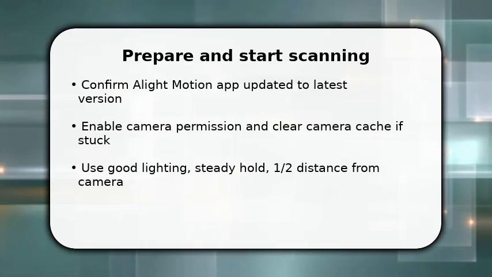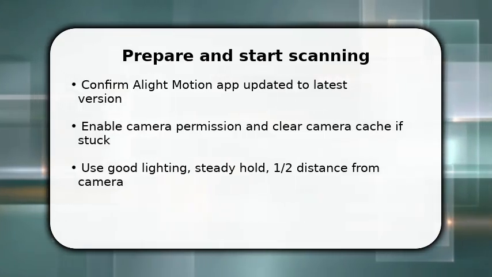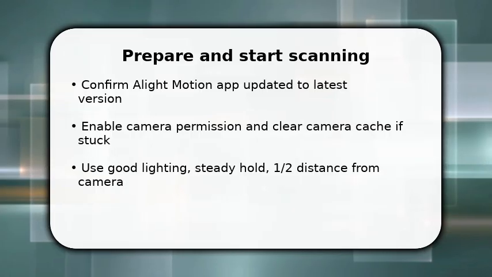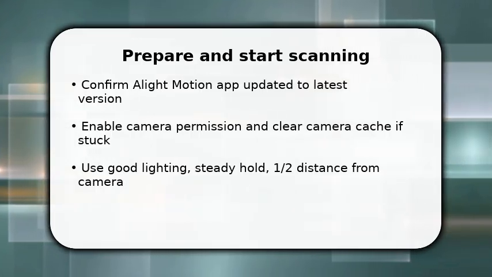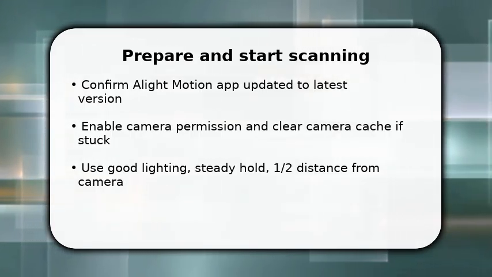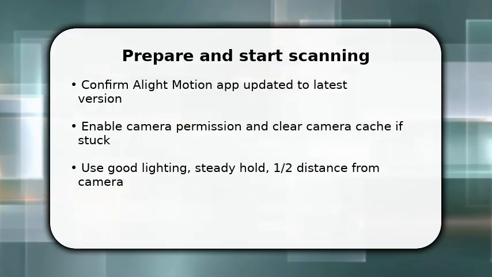Enjoy the video. You'll begin by making sure the app and device are ready. Update Alight Motion, grant camera access, and close background apps that may block resources. Open the QR scanner inside Alight Motion or its import dialog.